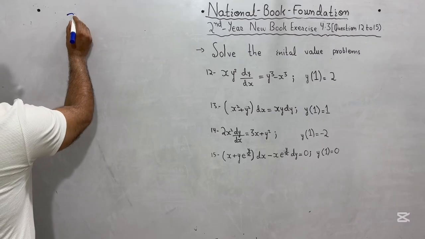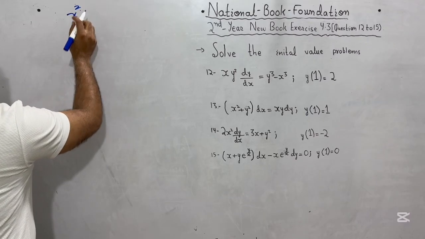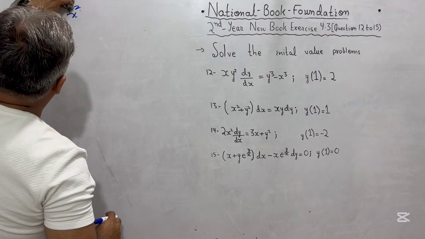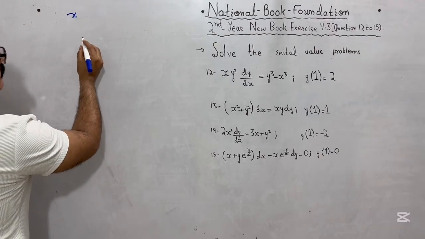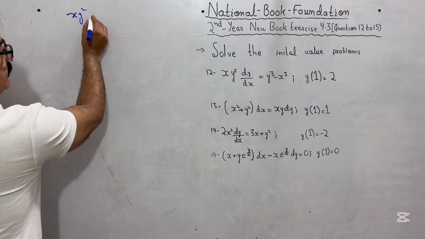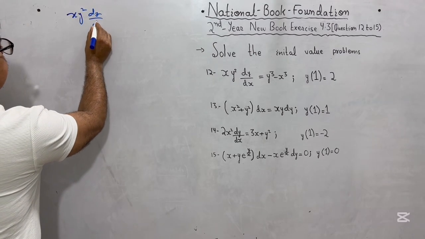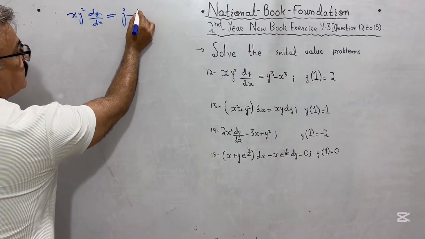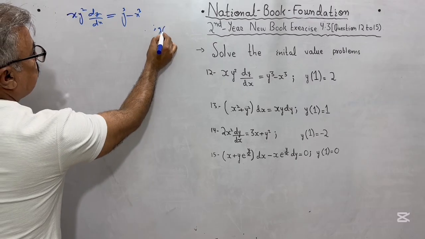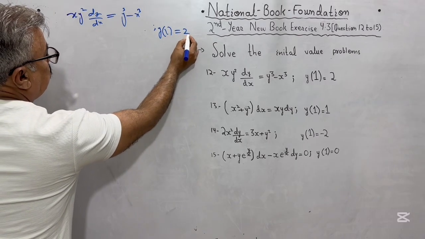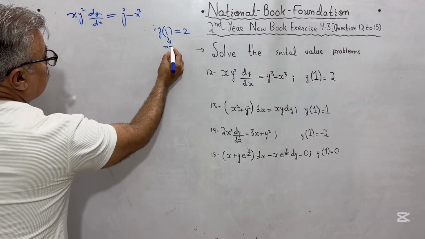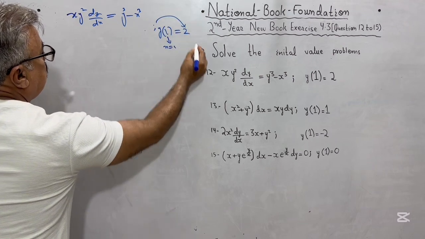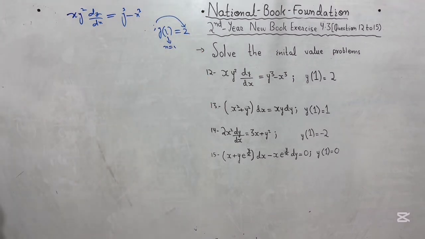Without wasting time, question number 12. x times y square dy over dx is equal to y cube minus x cube, with initial condition y of 1 is equal to 2. We are familiar, this is the value of x and this is the value of y. In the end, we determine the value of C.